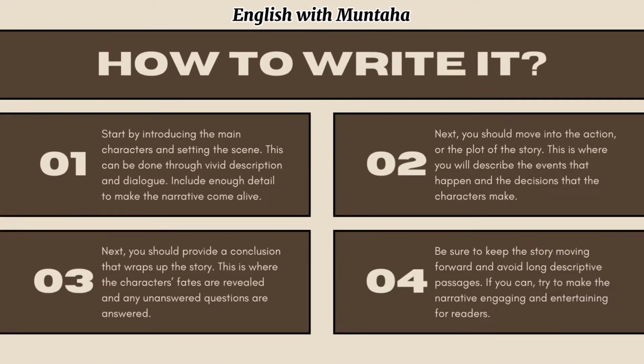How to write it. Start by introducing the main characters and setting the scene. This can be done through vivid description and dialogue. Include enough detail to make the narrative come alive. Next, you should move into the action or the plot of the story. This is where you will describe the events that happen and the decisions that the characters make.